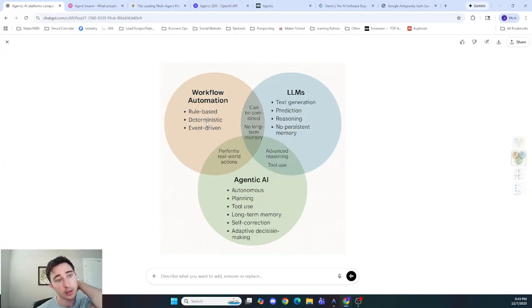And of course, when we pair the workflow automation with the LLM, we can perform the real world actions via that as well. And so we're almost trying to make an agentic agent with workflow automation. And workflow automation and LLMs definitely still have their place. They're not going to be totally replaced with agentic AI, at least not yet.